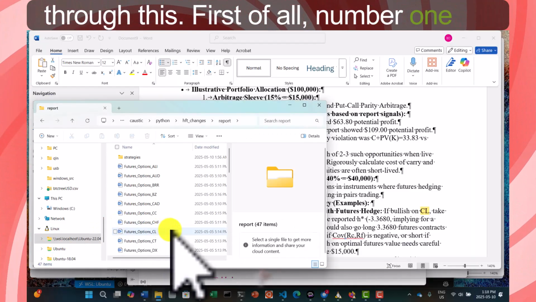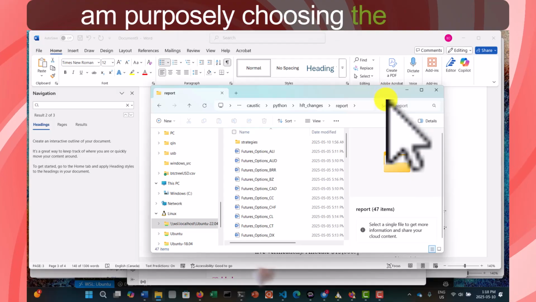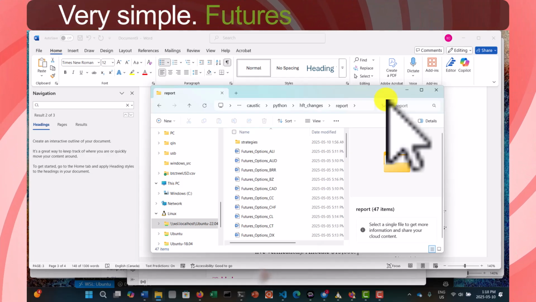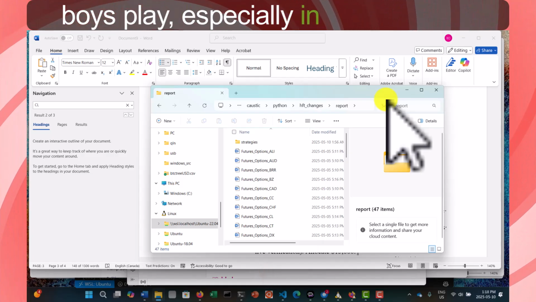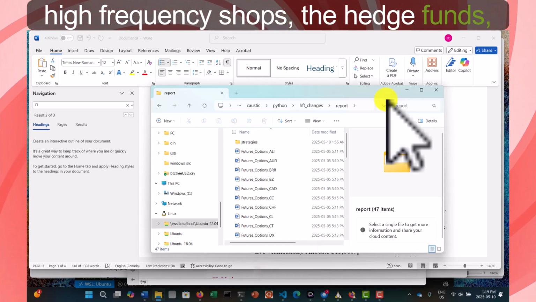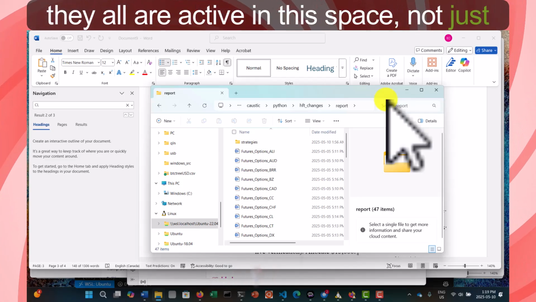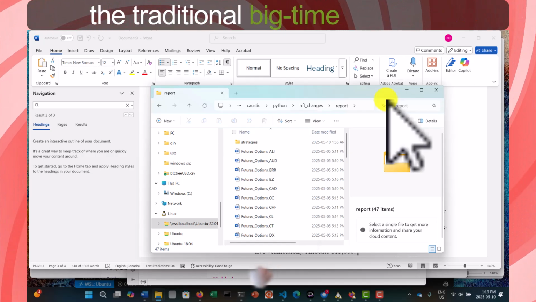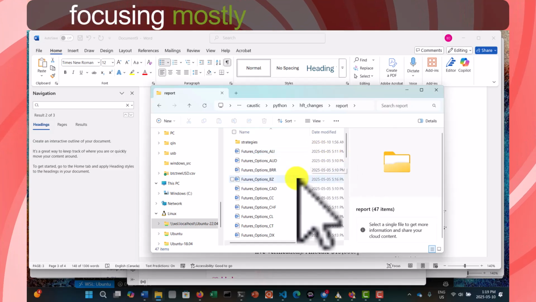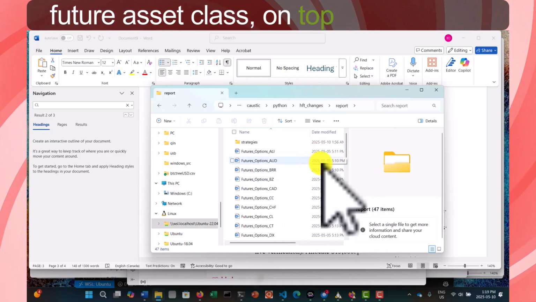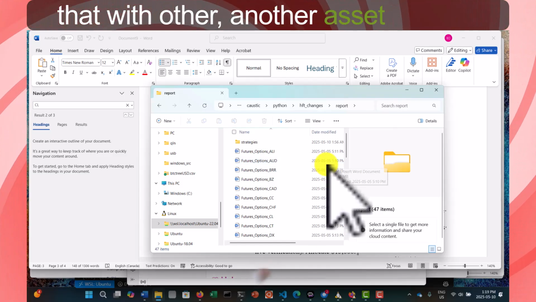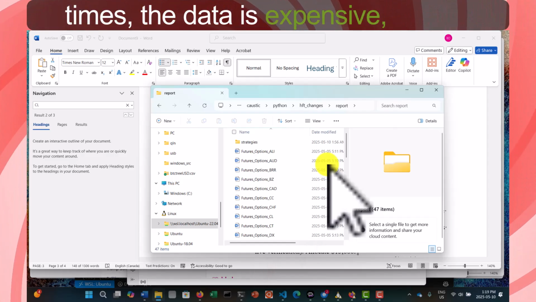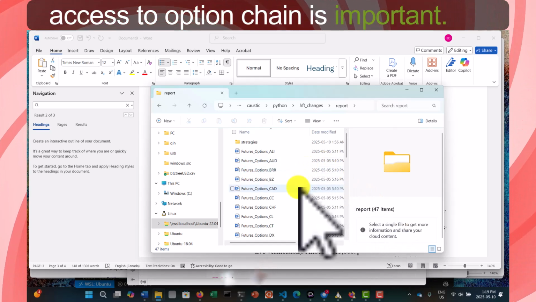First of all, number one is I am purposely choosing the asset classes of both futures and options. Very simple. Futures is where the big boys play, especially in the boutique, high frequency shops, the hedge funds. They all are active in this space, not just doing individual stock or crypto now, but the traditional big time firms are focusing mostly on futures products, the futures asset class, combined with another asset class of options on futures, not options on equity, options on futures. I've talked about that numerous times. The data is expensive. Getting access to the option chain is important.